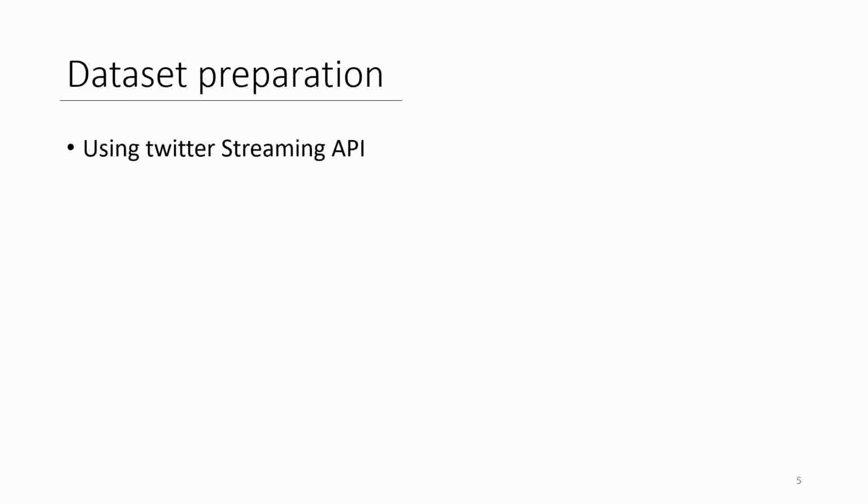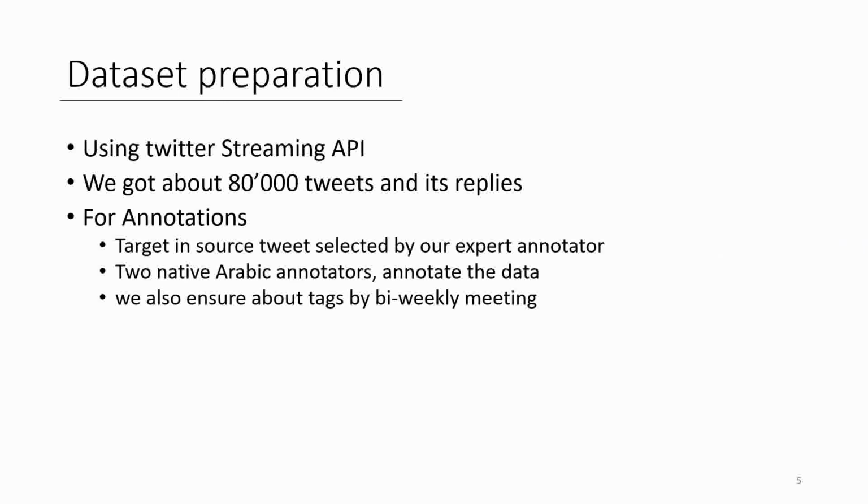For the dataset preparation, we used the Twitter streaming API, and we got about 80,000 tweets and their replies. For annotation, the target in the source tweet was selected by our expert annotator. We also tested other annotators, and the two best native Arabic annotators annotated our data. We also ensured the tags by bi-weekly meetings to get everyone on the same page and fix their mistakes.